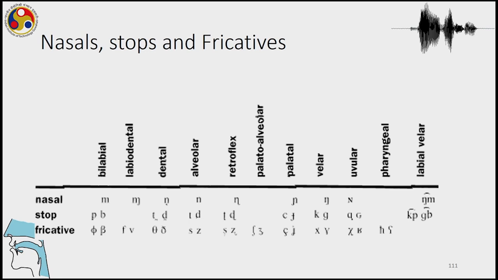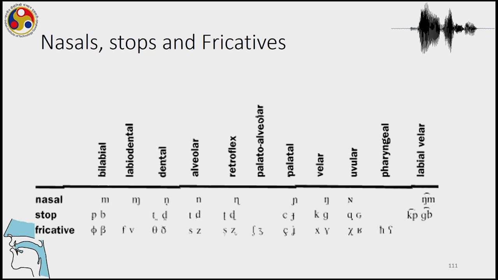Again, summarizing many of the things that we have discussed since the last class. So, nasals, stops, fricatives can contrast along the bilabial dimension. Labiodentals are generally fricatives, and nasal stops generally cannot be labiodentals. In the dental place of articulation, all three are possible. Alveolar, all three are possible. Retroflex, nasal stops and fricatives are possible. Palato-alveolar place of articulation, fricatives are often seen and not stops and nasals.